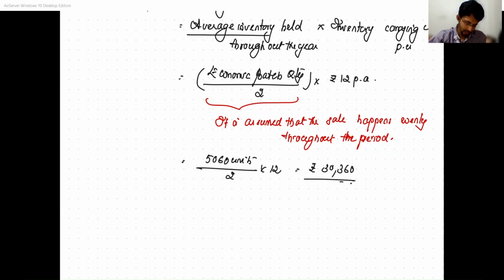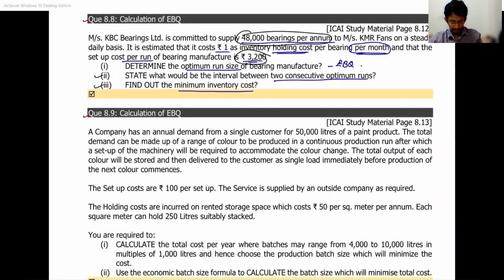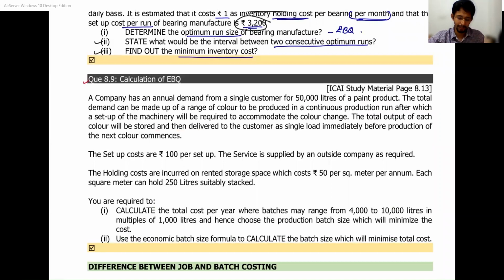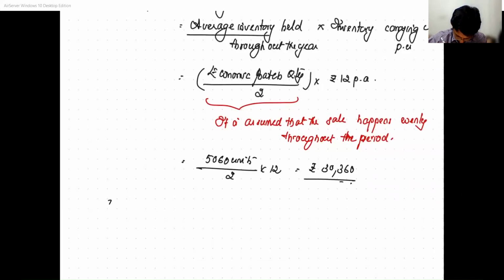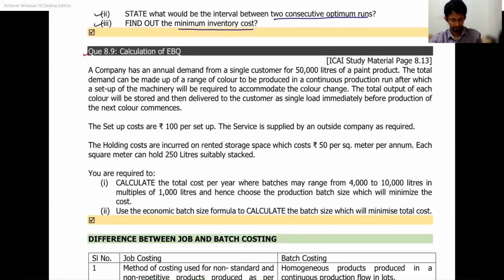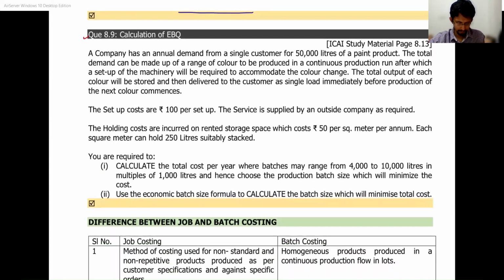Okay, right. Now, moving to the last question in the chapter, that is question number 8.9. So you can pause the video and read the question. Okay. Now, what is given in the question?